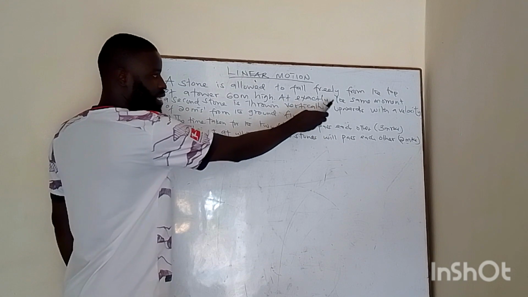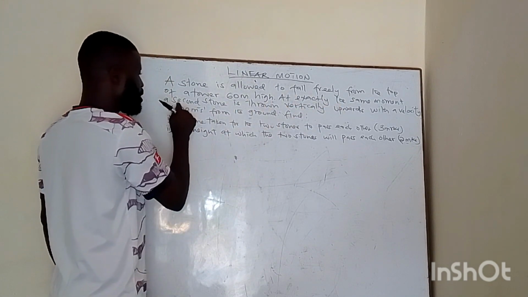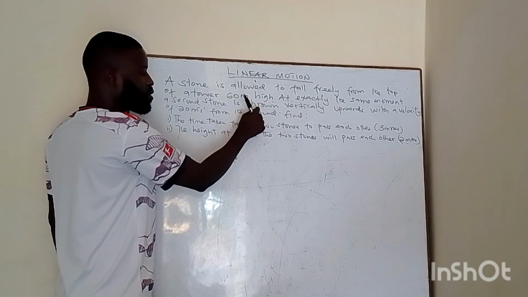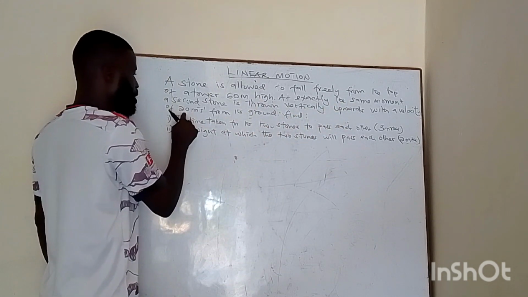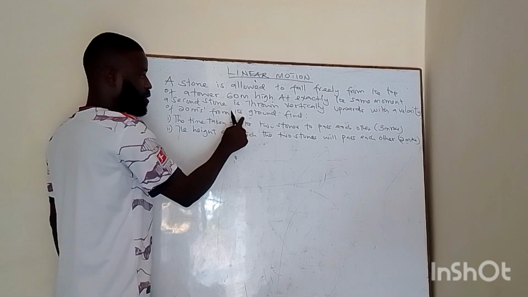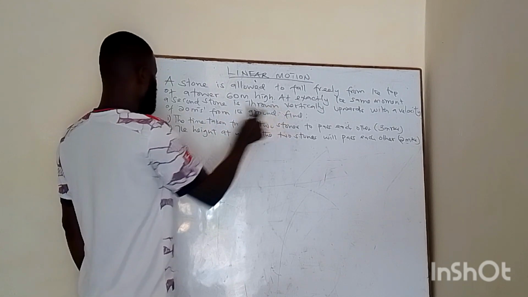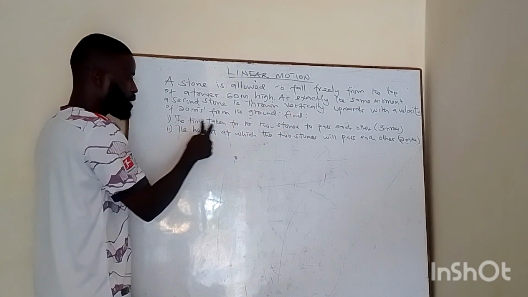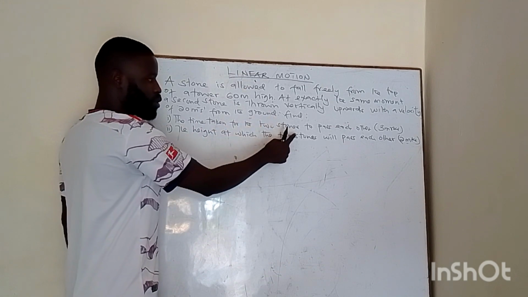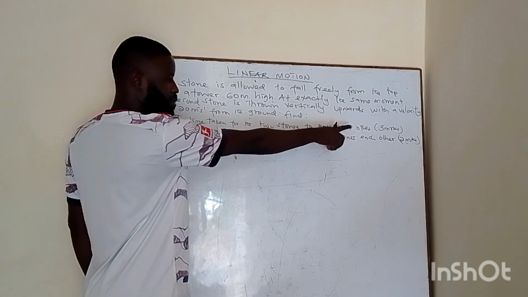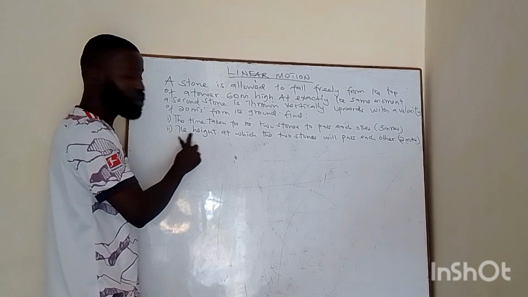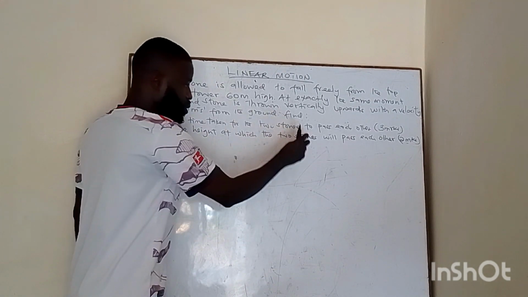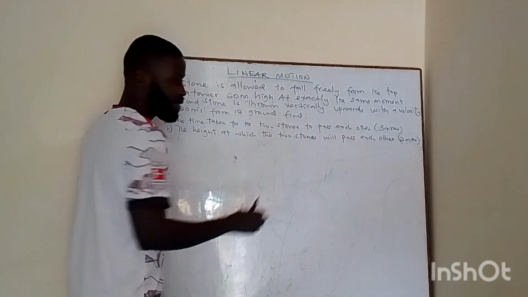At exactly the same moment, a second stone is thrown vertically upwards with a velocity of 20 meters per second from the ground. Find, one, the time taken for the two stones to pass each other, 3 marks. Two, the height at which the two stones will pass each other.